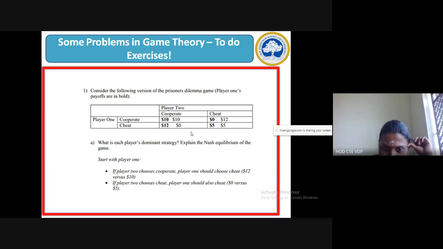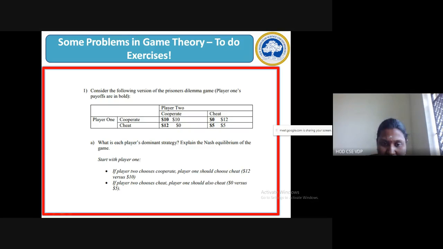First of all, let's solve it generally. We'll see what Nash equilibrium we get. For player 1's strategy, it's going to be 10 and 12. So between 10 and 0, you'll choose 10; between 12 and 5, you'll choose 12. And when you come to player 2, it has to be 10 and 12. So it is going to be only cooperate. Cooperate is going to be the Nash equilibrium, right?